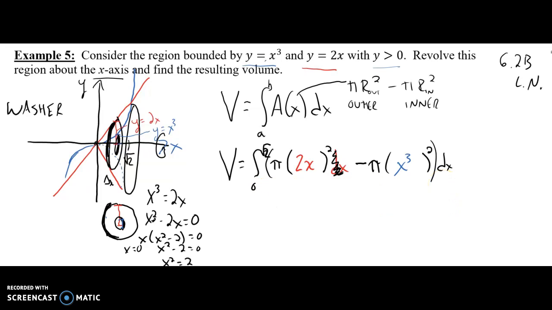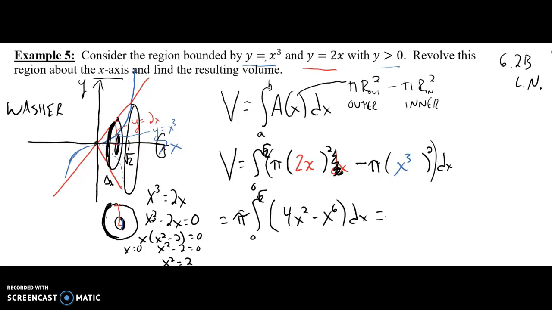The hard part is getting that set up, of course. So we're going to have 0 to the square root of 2, and I'm going to pull out the pi in front since it's common. Then I'm really going to have 4x squared minus x to the 6th, which is pretty easy to integrate. So I'm not going to show that work right here. The work you can find in WAMAP, but I'm going to give you that answer.